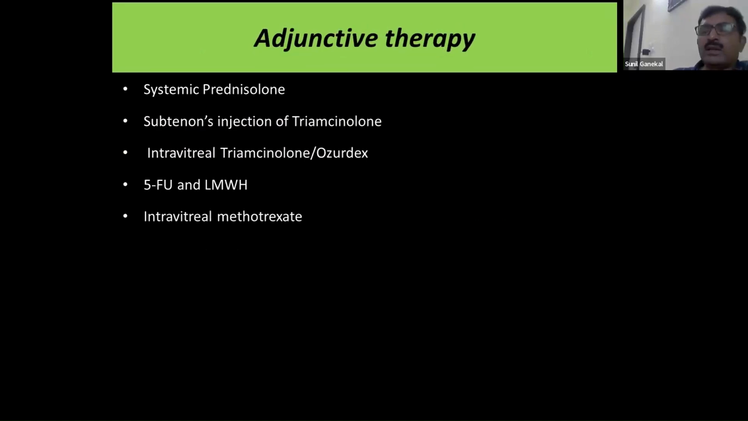Coming on to the adjunctive therapy. So you plan for a vitrectomy. Any adjunctive treatment will help prevent the recurrence of PVR or improve the outcome. Let's look at some of them.